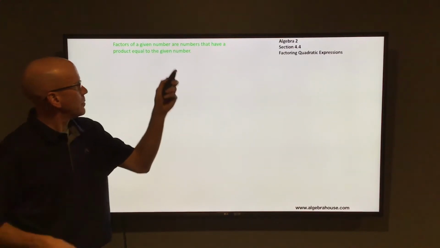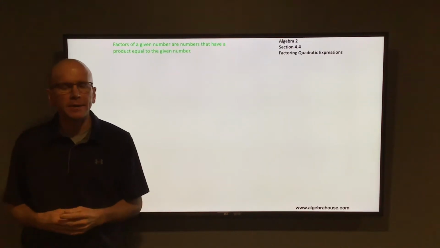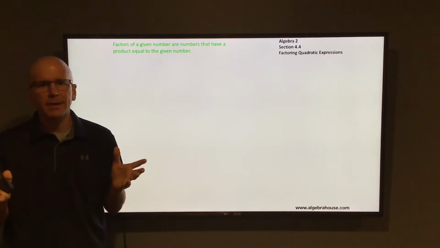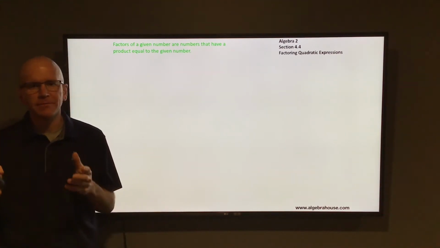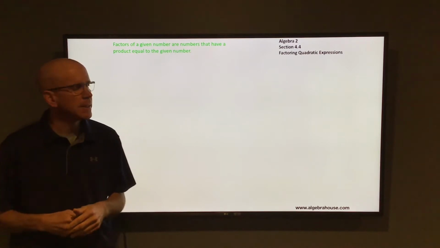Factors of a given number are numbers that have a product equal to that given number. So think of the number 8. Factors of 8 would be 4 and 2, because 4 times 2, the product of 4 and 2, is 8.